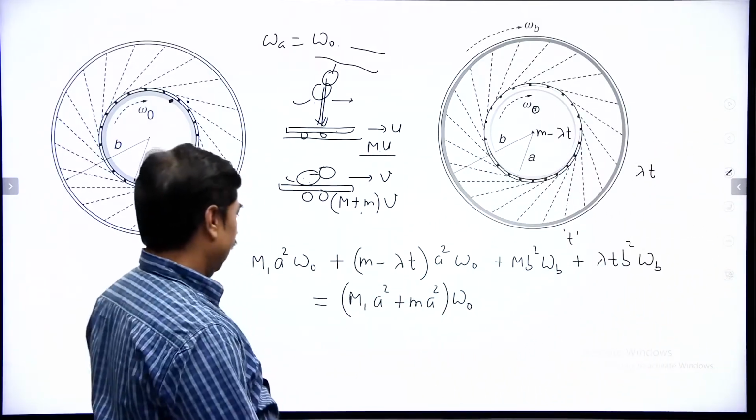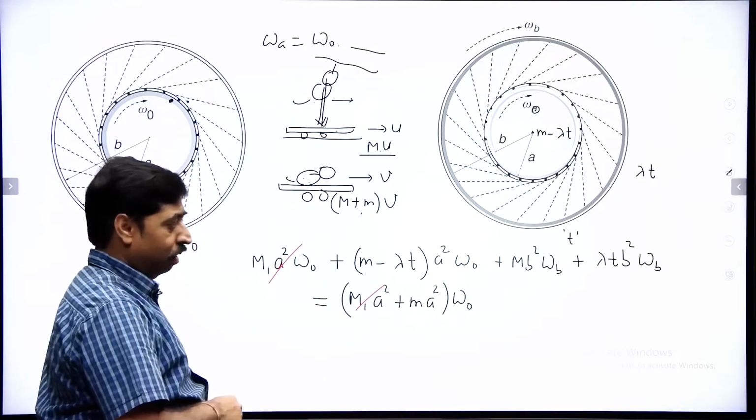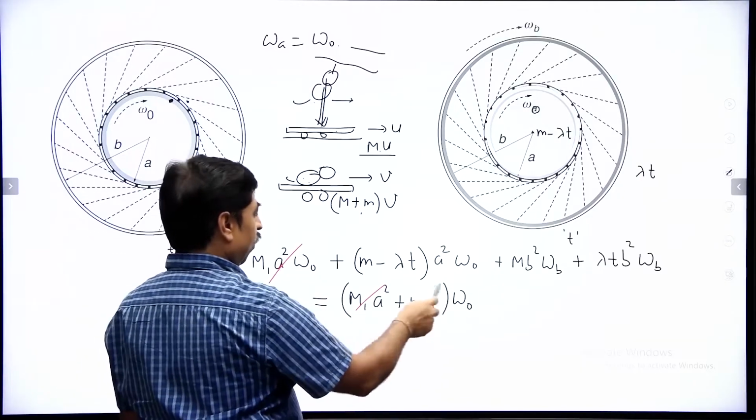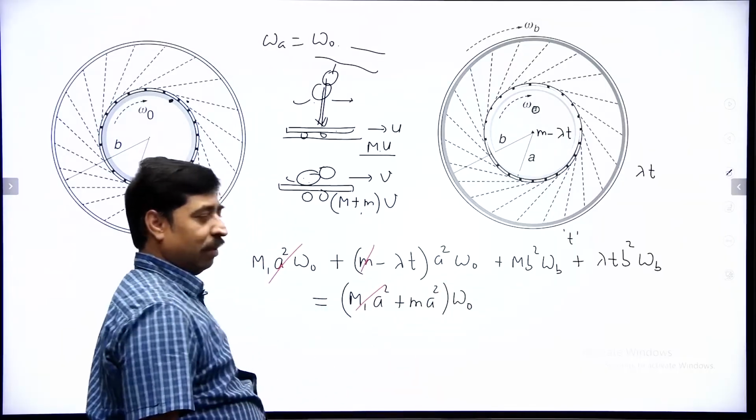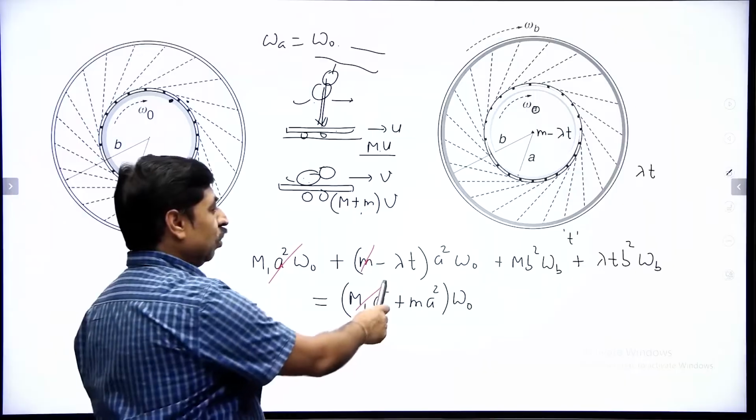And it is quite easy. Actually, this term cancels out, right, and m a square omega naught, this also cancels out. Can you see that? So it is quite easy to simplify this.